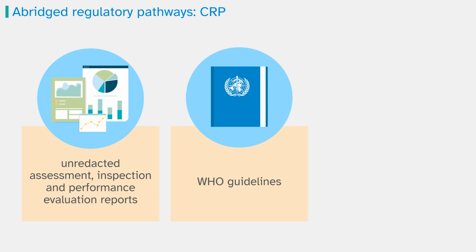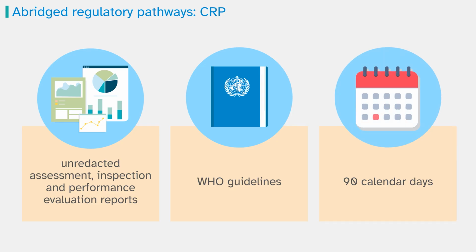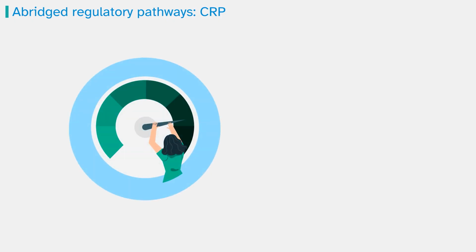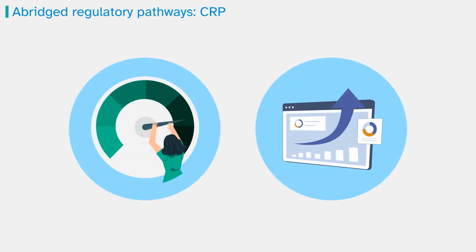Participating NRAs are expected to reach a decision on marketing authorization within 90 calendar days regulatory time. The CRP has been successful in both accelerating decisions in countries and building the capacity of regulatory authorities.